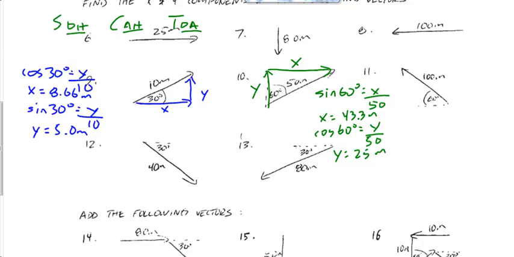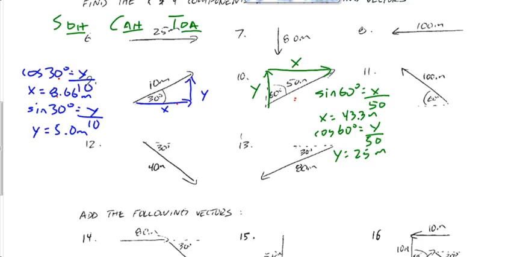Okay, when you're dealing with something like this, it's going to be cos for x, sine for y. When you're dealing with something like this, it's going to be sine for x and cosine for y. We won't go through the rest of them in their entirety. We'll kind of just set them up and identify which trig function you use for each one.